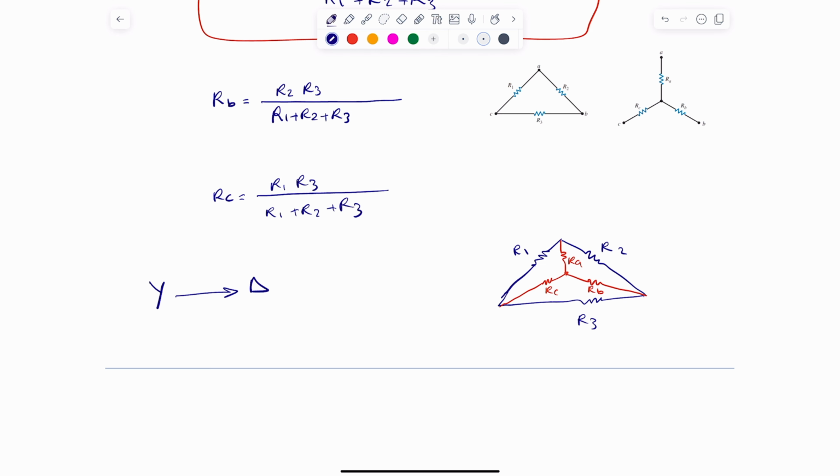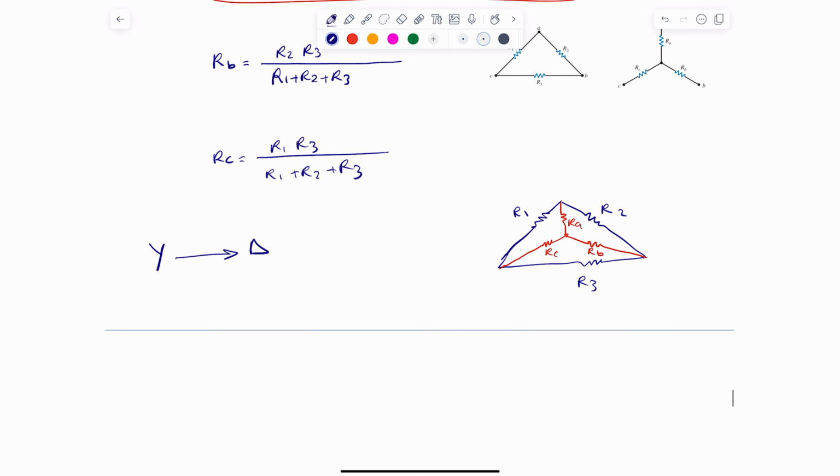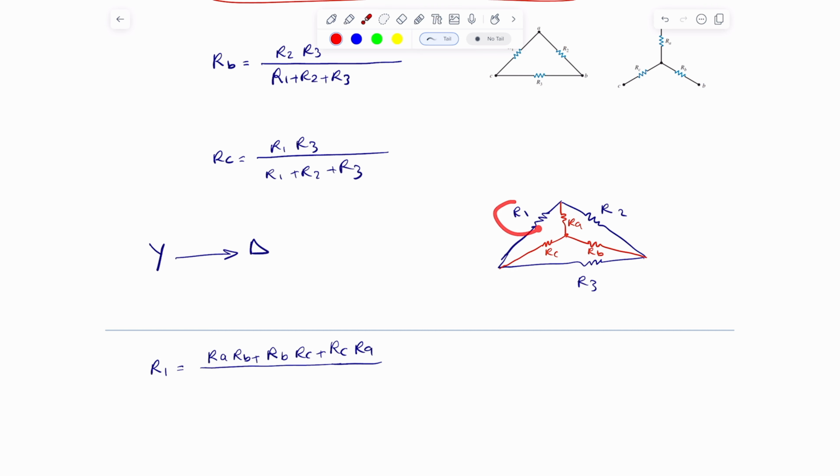So we can convert from the Y to the delta, basically from the red to the blue in here, by saying, well, we're looking for R1. Well, it's simple: you need RA times RB plus RB times RC plus RC times RA, divided by, well, what are we looking for? We're looking for R1, so we take a look at the RB, which is right in front of it. So we divide by RB. Okay, this is how we convert from Y to delta.